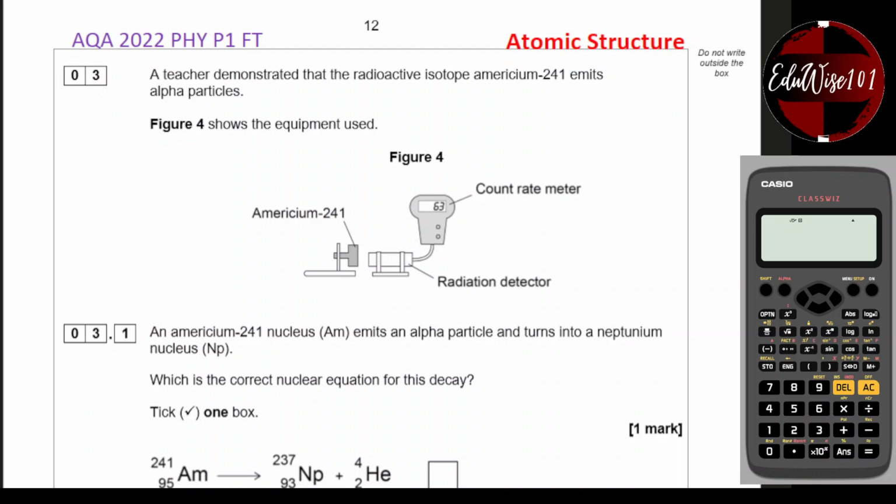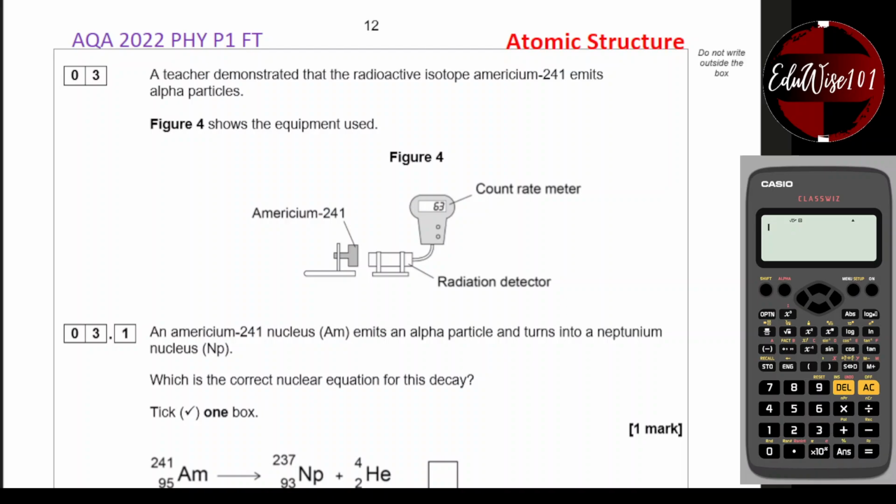In this video, I'm going to go through question number 3 from the AQA 2022 Physics Paper 1 Foundation tier. This question is on the topic of atomic structure. A teacher demonstrated that the radioactive isotope americium-241 emits alpha particles. Figure 4 shows the equipment used.